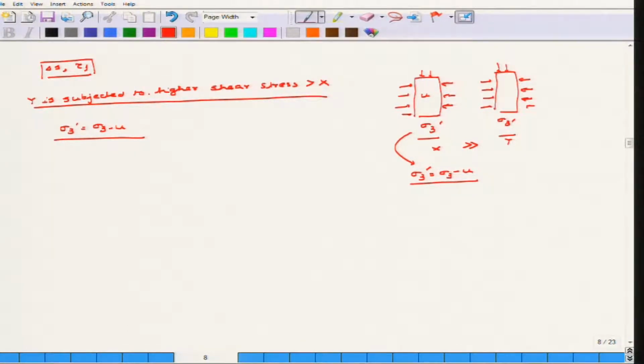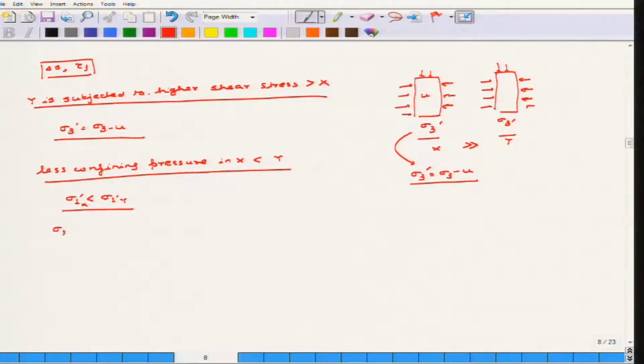pressure. Now since it is a normally consolidated clay, obviously the sigma 3 dash at the end of the shearing will be less than the sigma 3 at the end of the consolidation stage. So obviously X is subjected to a less confining pressure than Y, and this leads to the peak stress of sigma 1 dash for X being less than sigma 1 dash for Y. So obviously sigma 1 dash minus sigma 3 dash, the sigma at failure for X will be less than sigma at failure for Y.